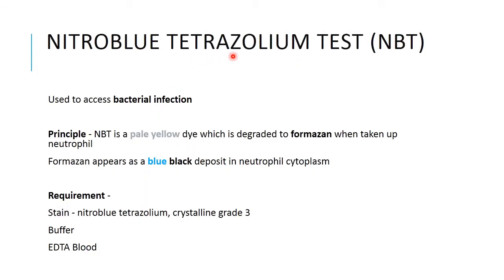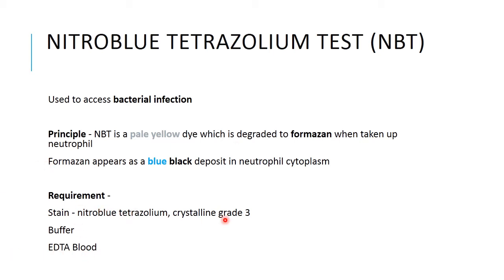Nitro-blue tetrazolium test, NBT test, is used to assess bacterial infection. The principle of this test: NBT is a pale yellow dye which is degraded to formazan when taken up by the neutrophils. Formazan appears as blue-black deposit in the neutrophil cytoplasm. Initially it will be pale blue. Upon degradation by the bacteria, it is converted into formazan, which appears blue-black in the cytoplasm of the neutrophils.